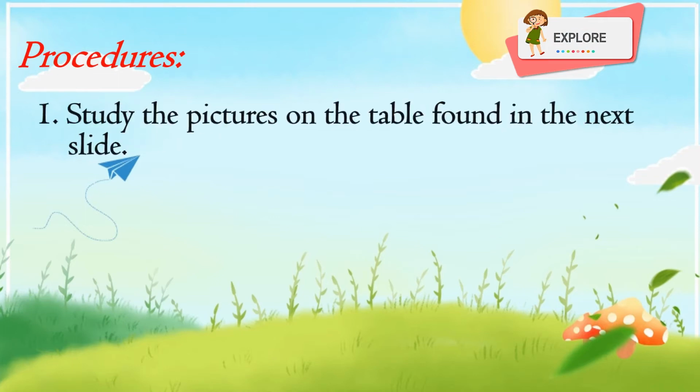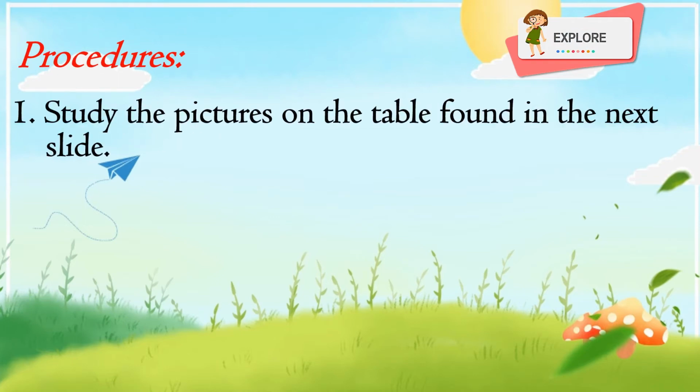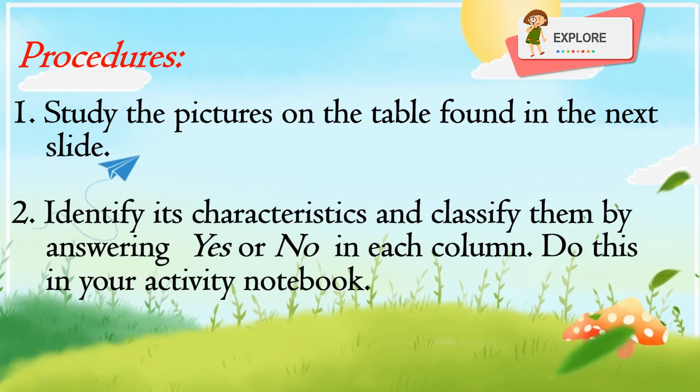Procedures. Number 1. Study the pictures on the table found in the next slide. Number 2. Identify its characteristics and classify them by answering yes or no in each column. Do this in your activity notebook.